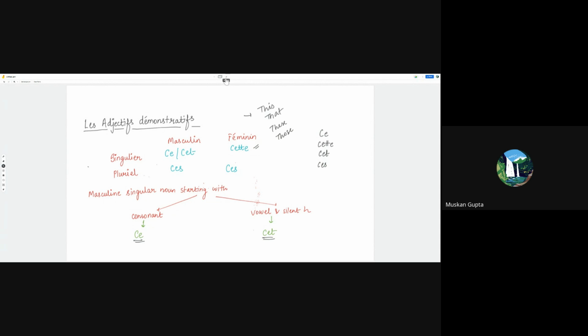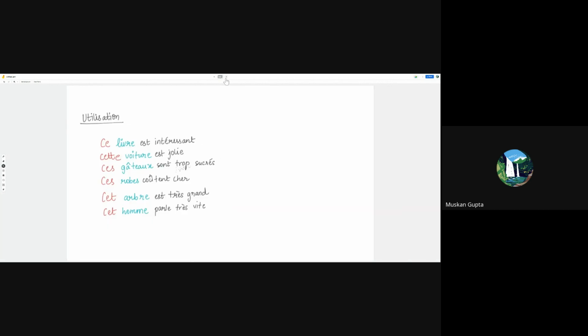Let's understand with the examples. In French, the most basic rule of any grammar topic, specifically when we're talking about nouns, is to consider the gender and the number of the noun. If it's masculine, if it's feminine. In the examples, you can see all the nouns according to which we have to determine our adjective demonstrative in blue color. Livre is masculine singular, so we have ce. Voiture, cette. Gâteaux, robes: gâteaux is masculine plural, robes is feminine plural. Both cases, ces.